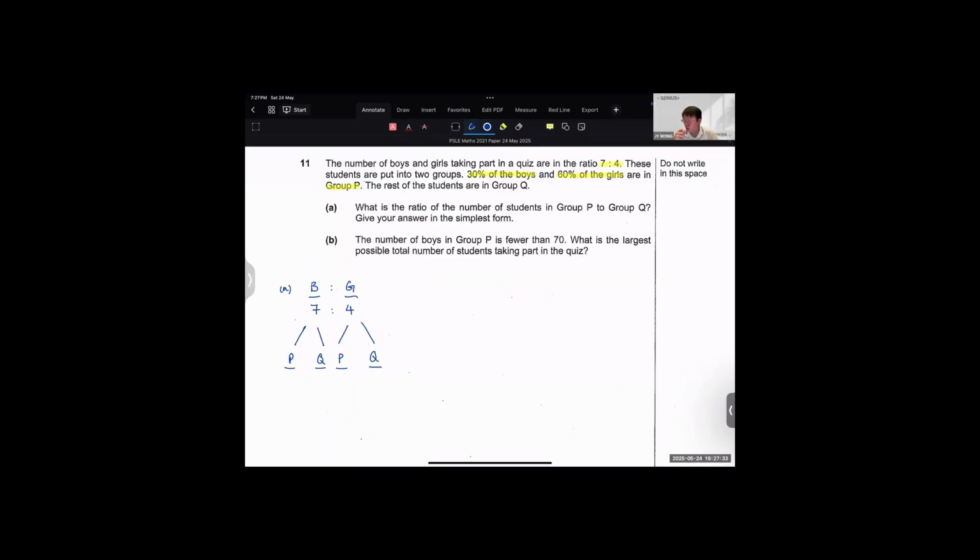Can I go and find the number of units? If I let this be 7U and I let this be 4U, can I go and find the actual number of boys that went to P? Can. It's 30%, right? So your boys in P is 30%, which is 30 out of 100. How many boys are there? There are 7 units worth of boys, right? This one, you just go and press your calculator. And you will find that this just gives you 2.1 units. So we know that this is 2.1U.